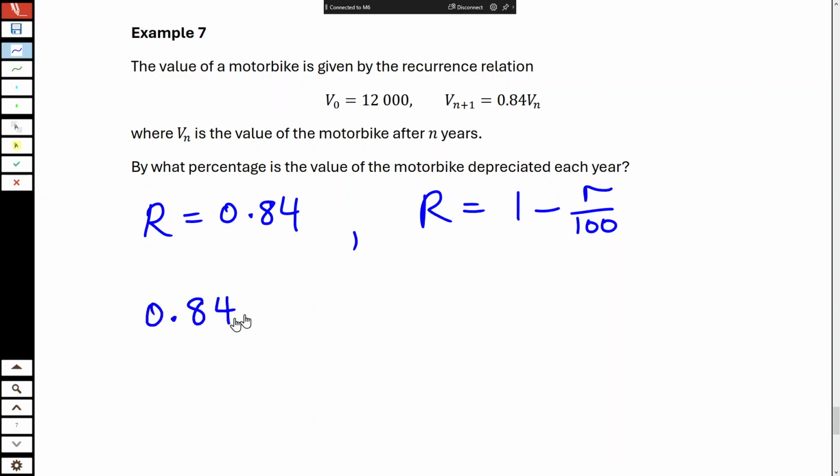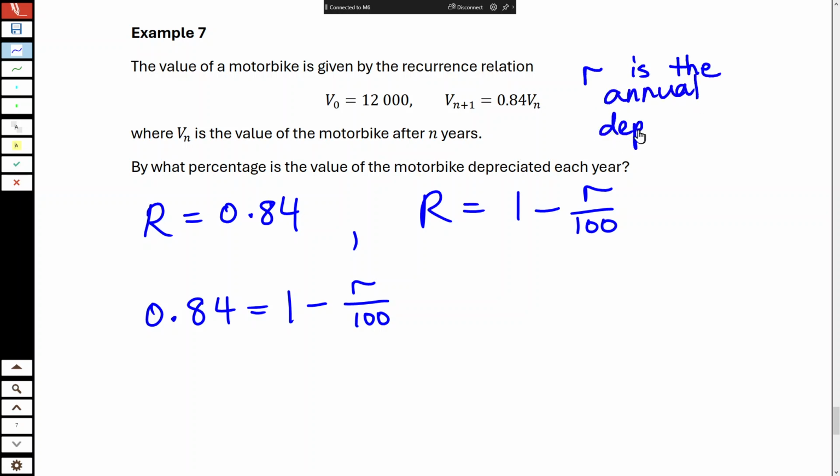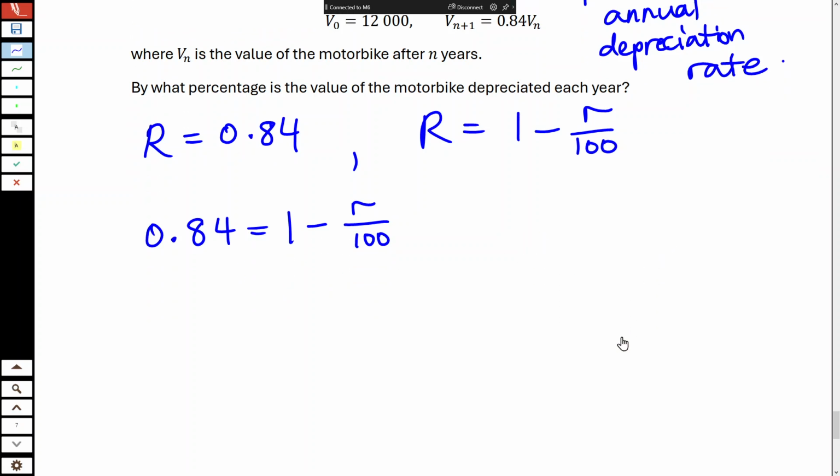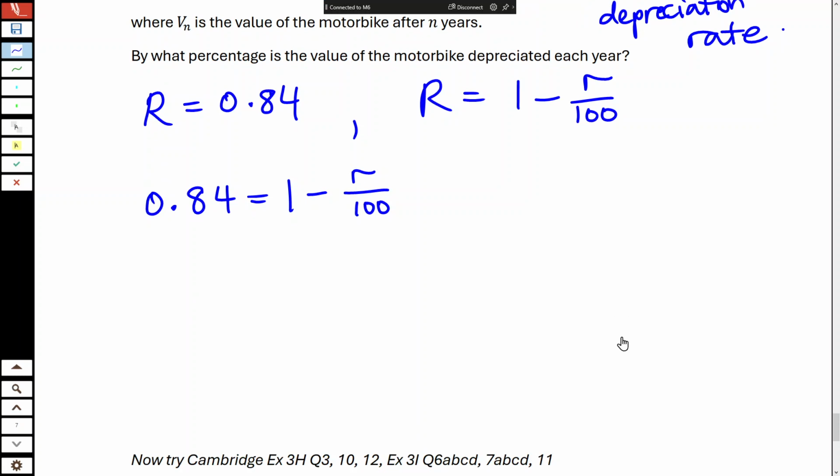So we've got a situation where we don't know the annual depreciation rate. So I'll just write this so it's really clear for everyone. If I can solve this equation for lowercase r, I'm done. And there were two methods. We could use algebra or we could use the CAS. I will leave it up to you.